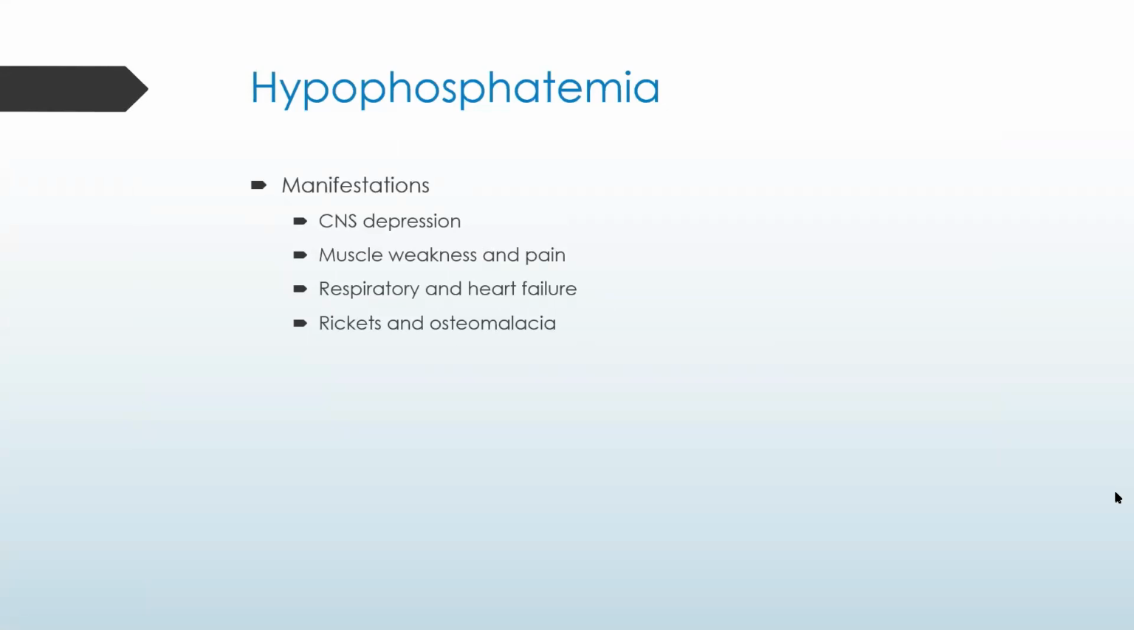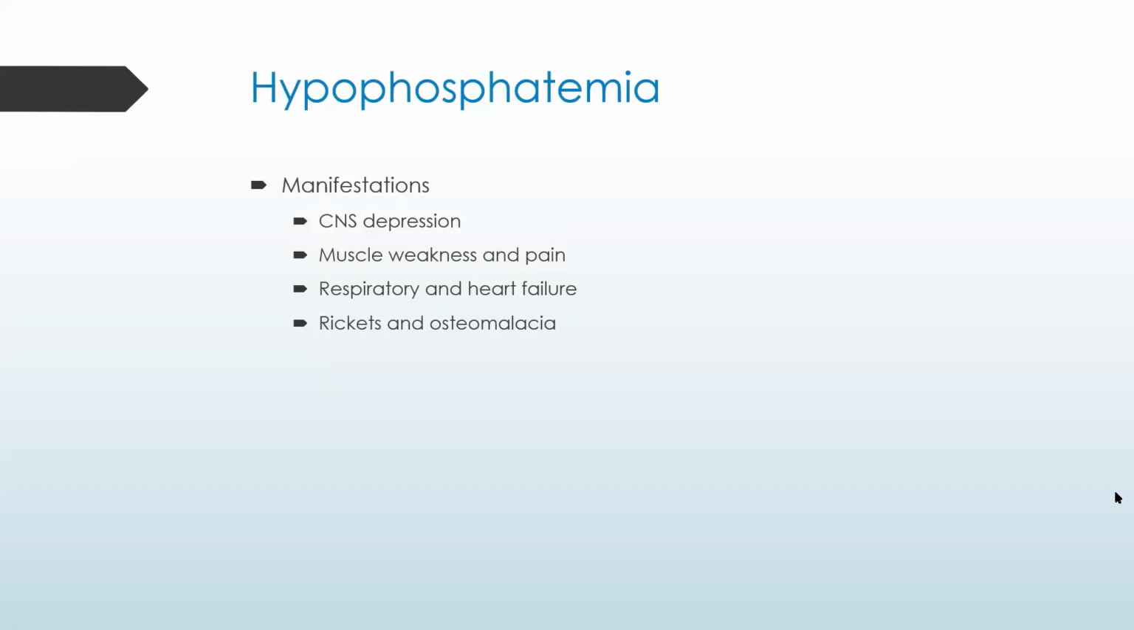Most of the manifestations of hypophosphatemia result from impaired cellular energy and oxygen delivery related to deficient cellular ATP and 2,3-diphosphoglycerate, an enzyme in red blood cells that facilitates oxygen delivery to the tissues. Mild to moderate hypophosphatemia is often asymptomatic. Severe hypophosphatemia may be fatal because of decreased cellular function.